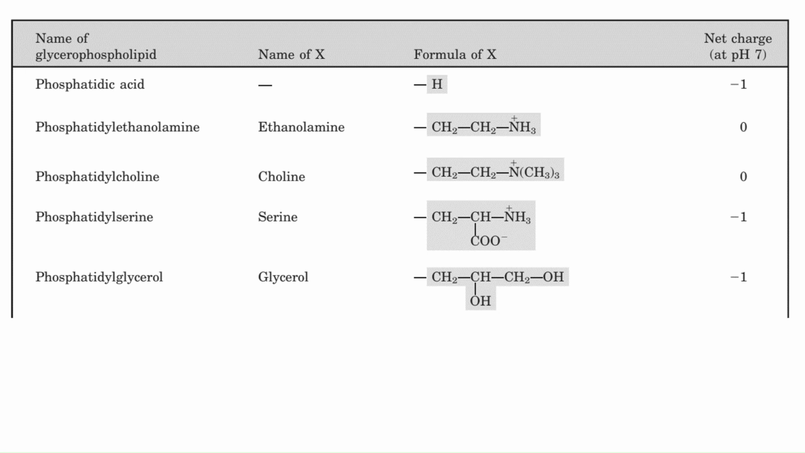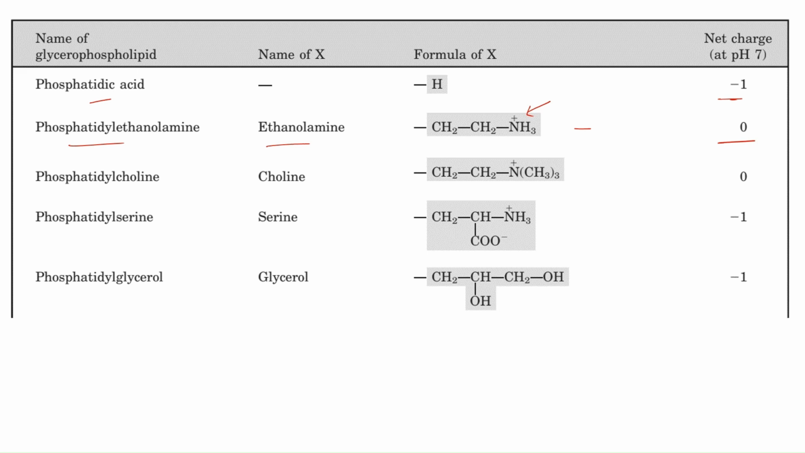If the X is H, then we call it phosphatidic acid, whose net charge is -1 at neutral pH. Similarly, if the X group is ethanolamine, then the name will be phosphatidyl ethanolamine. The ethanolamine is positively charged, making the net charge 0. Why? Because the phosphate group is present, which contains a negative charge, and this positive and negative will neutralize each other.